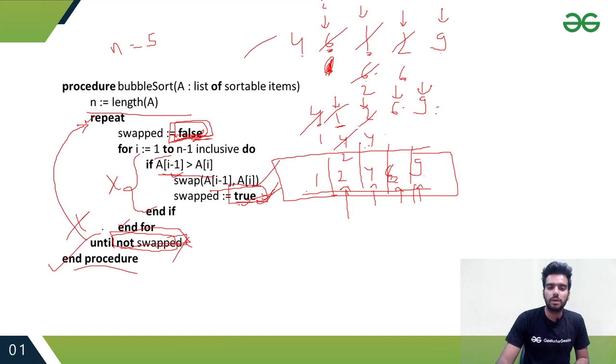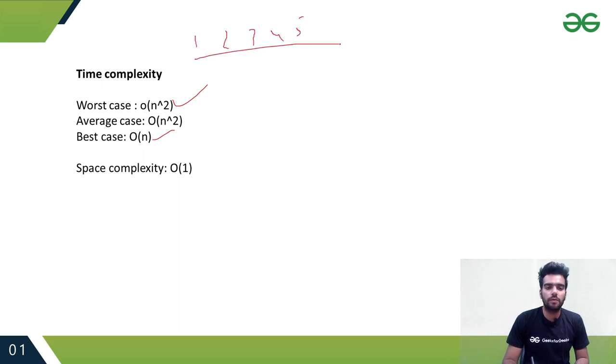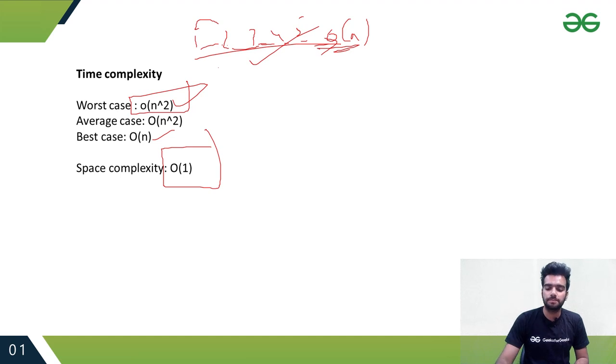Okay, so that's how the bubble sort algorithm works. Now let's see the time complexity for bubble sort. At worst case, it takes order of n square, and at best case, it will take order of n. If the array is already sorted, 1, 2, 3, 4, 5, then in that case it will take order of n because we are not doing any swap. We are only comparing, in one iteration, and we find that it is a sorted array. But at the worst case, we have to do order of n comparisons across order of n iterations, so its time complexity will be order of n square. And its space complexity for bubble sort is constant, that is order of 1.